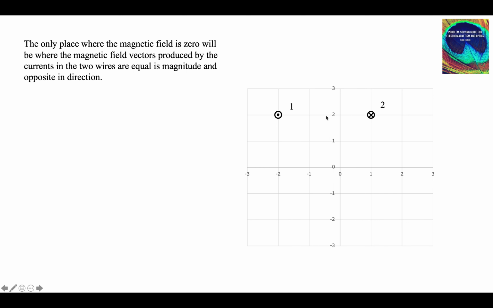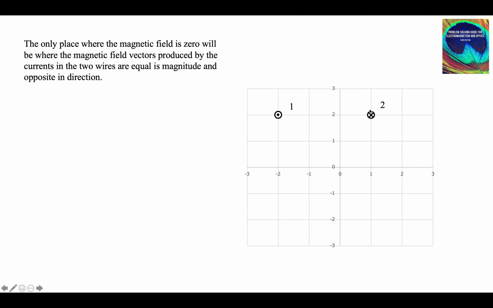In between, the fields are both up. If you point your thumb out of the page and curl your fingers around, in between, it's going up. If you point your thumb into the page, for this wire, in between, it's also going up. There's no way there can be 0 magnetic field here, because both of these wires produce a magnetic field upward. The only region that can possibly have a magnetic field of 0 is to the right of these wires.